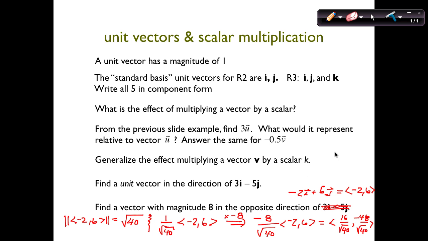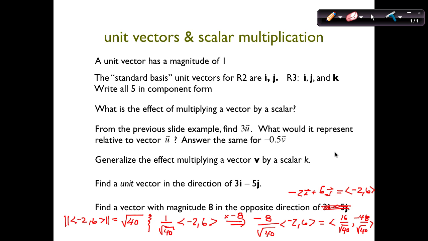Nice. Does that make sense? So if you want it to have magnitude 8, what you want is a unit vector that you can just multiply by 8. In this case, minus 8, because you want to flip the direction also. With that unit vector of magnitude 1, all you have to do is scale it by the resulting magnitude that you want.